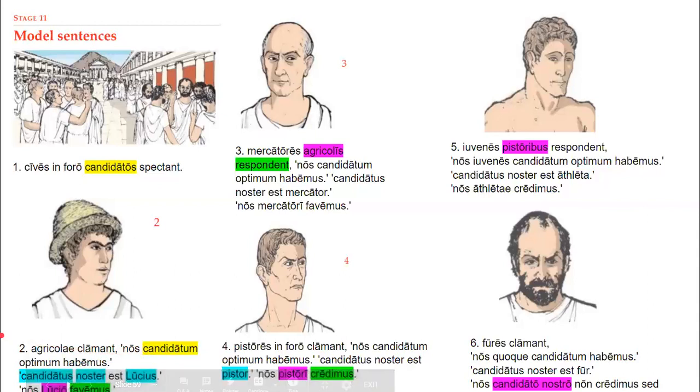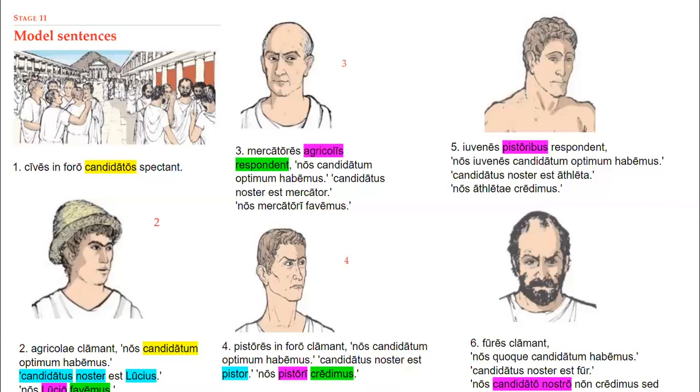All right, and then he says below that, candidatus noster est Lucius, nos Lucio favemus. And with favemus, we get our first intransitive verb that goes with the dative. So candidatus is nominative subject. Noster is a possessive pronoun and it means our.